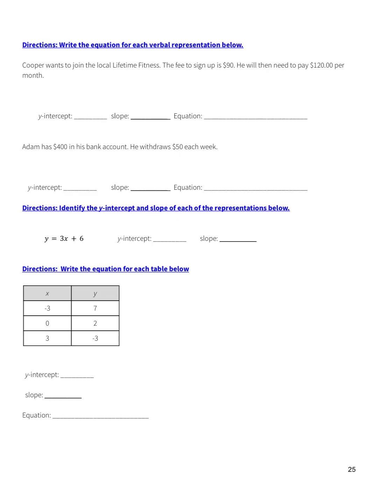All right, so we have Cooper here, and Cooper wants to join the local fitness, Lifetime Fitness. There's a sign-up fee of $90. He will need to pay $120 per month. Well, I know my y-intercept is my one-time or starting point. The sign-up fee is $90. So my y-intercept would be (0, 90).